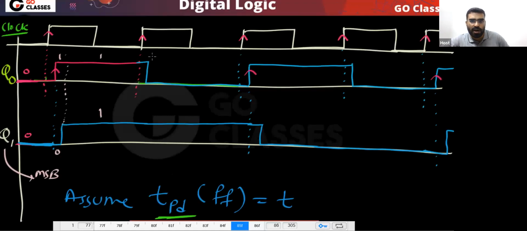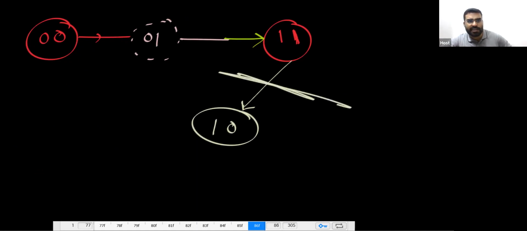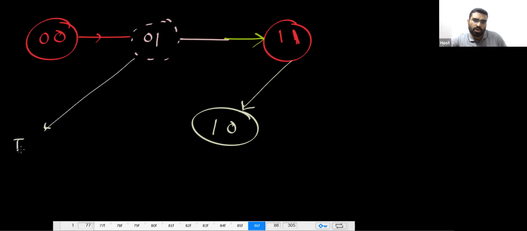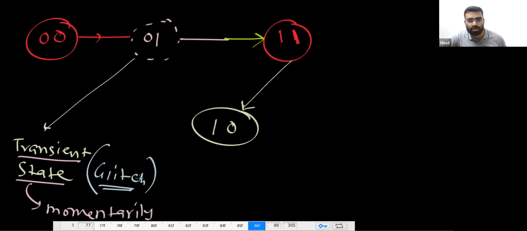Okay, now tell me. After 1 1 where should it go? It should go to 1 0. This type of state is called a glitch, or you can call it a transient state. This transient state is basically a glitch. This happens only momentarily, for a moment, so we call it transient.